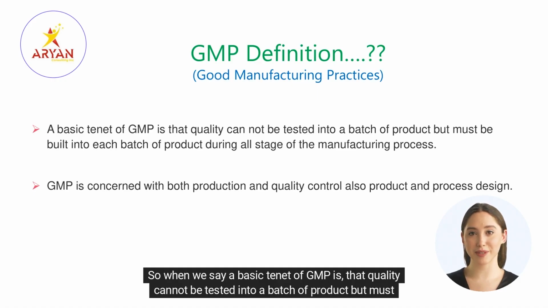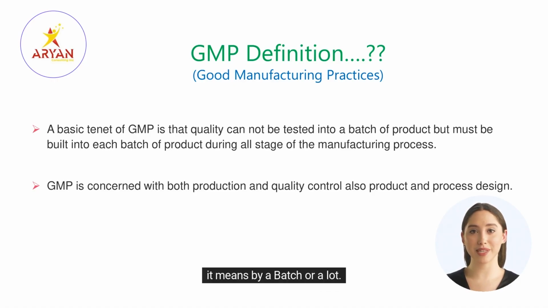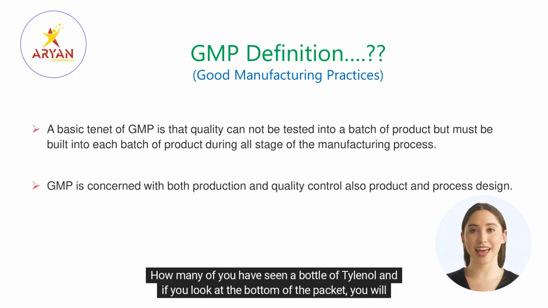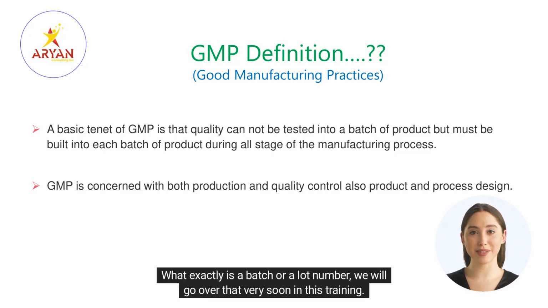So when we say a basic tenet of GMP is that quality cannot be tested into a batch of product but must be built into each batch of product during all stages of the manufacturing process, let's find out what is meant by a batch or a lot. How many of you have seen a bottle of Tylenol, and if you look at the bottom of the packet, you will see a batch number or a lot number? What exactly is a batch or a lot number? We will go over that very soon in this training.